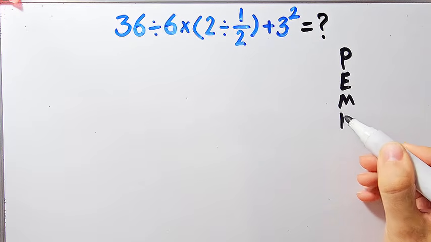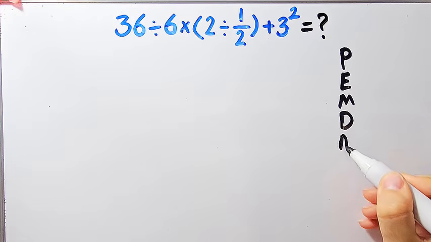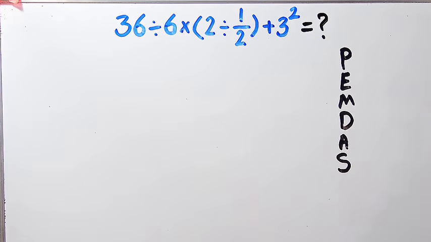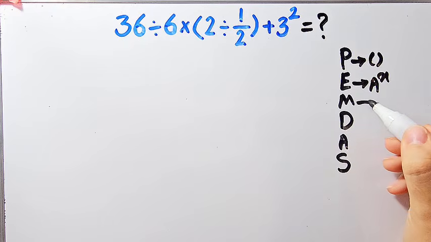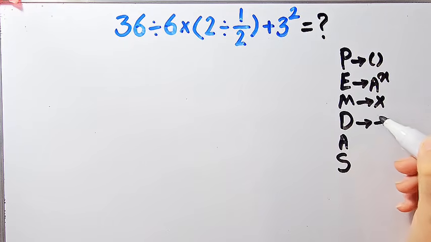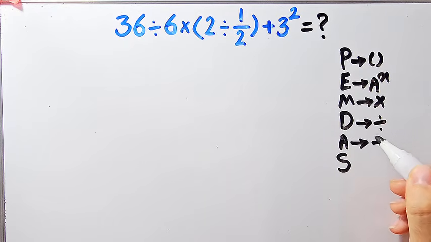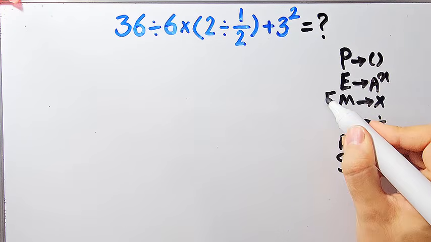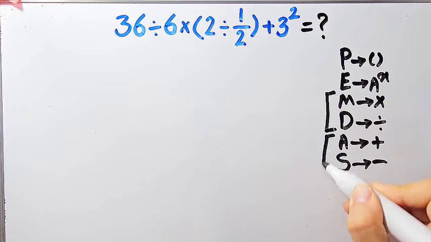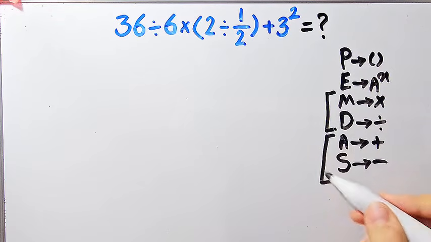PEMDAS shows the priority of the mathematical operations, and if you don't pay attention to the PEMDAS rule, you get the wrong answer. In the PEMDAS rule, P stands for parentheses, E stands for exponent, M stands for multiplication, D stands for division, A stands for addition, and S stands for subtraction. Multiplication and division have the same level of priority. Also, addition and subtraction have the same level of priority, and when we have both in an expression, we start from the left and simplify the question.